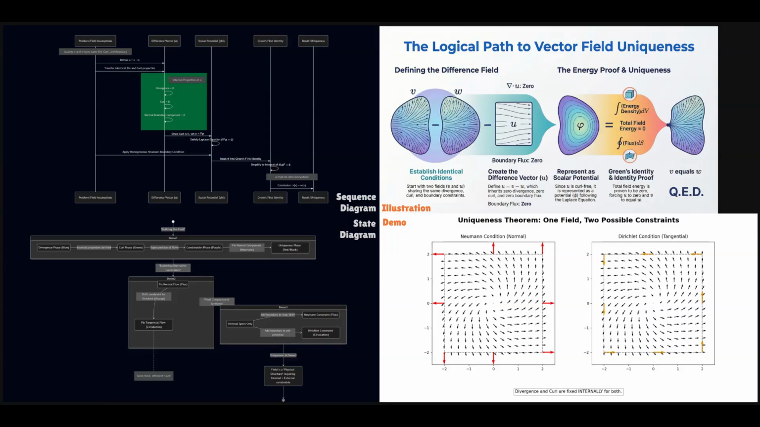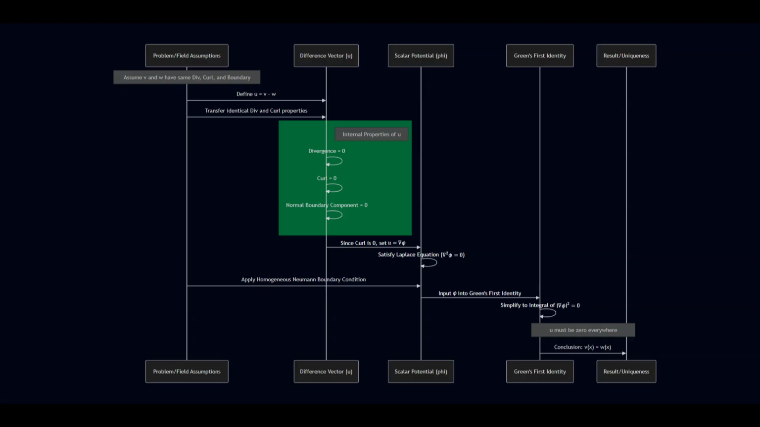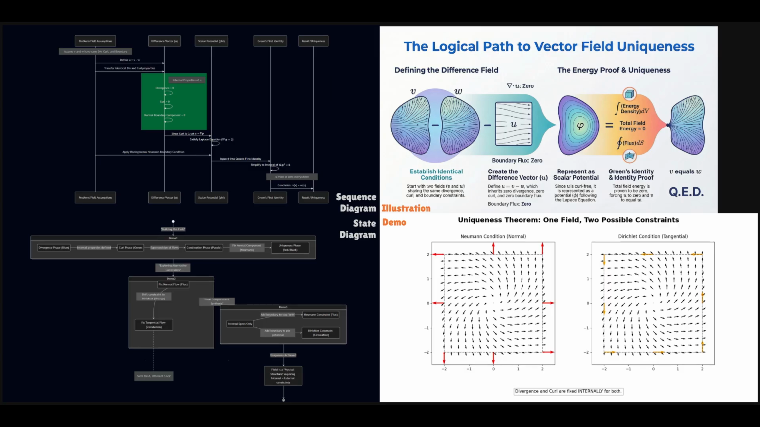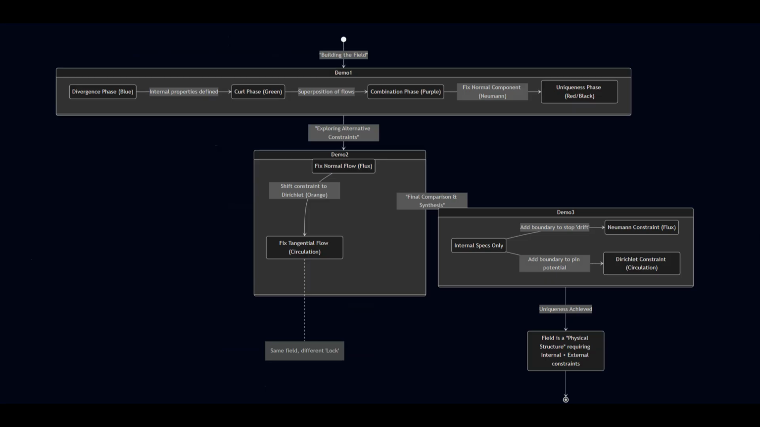The energy conclusion. It highlights the energy proof as the final step, where it is shown that if the total energy of the difference between two fields is zero, the fields themselves must be identical everywhere.